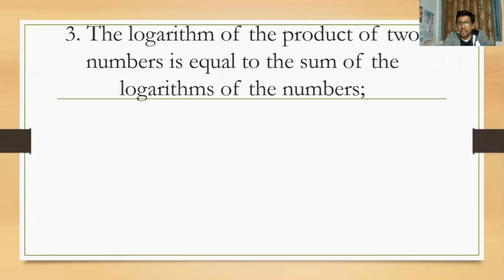Okay, the next one. The logarithm of the product of two numbers. Suppose, for example, I have log. Right now, I'm not going to write the base. Okay, I'm just going to ignore the base. So the logarithm of the product of two numbers. So let the two numbers be, suppose m and n. So m into n, right? So these are the two numbers. So it's equal to what? It's equal to the sum of the logarithm of the numbers.